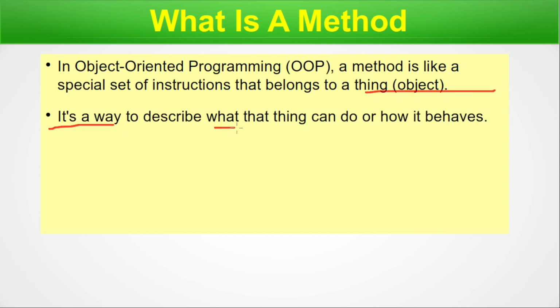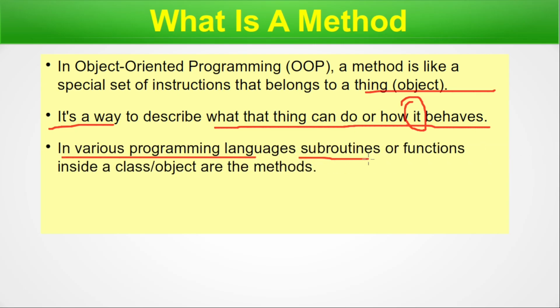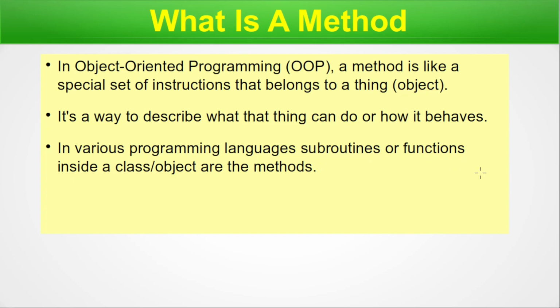It is a way to describe what that thing can do and how it behaves, meaning how the object behaves. In various programming languages, subroutines or functions inside a class or object are called methods. However, the methods or rules may not be limited to subroutines or functions. In case of any future development of the object-oriented concept, they can take any shape or form where these are rules or methods which can deal with or process the data. So up to now, these can be broadly said to be functions or subroutines in a programming language. And let us move on to the next point.